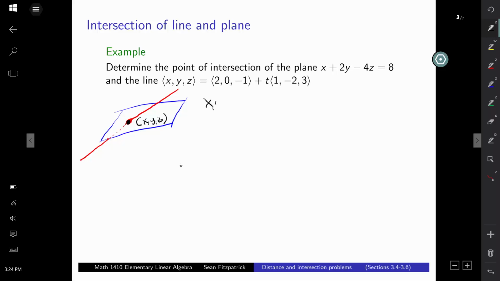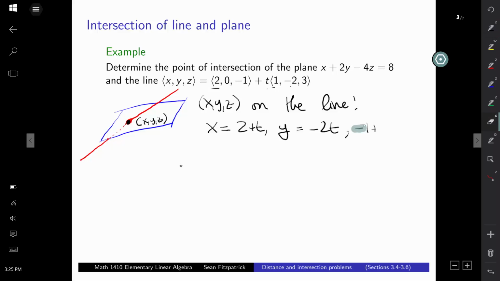So the fact that x, y, z is on the line means that x has to be, let's look at this guy here, 2 plus 1 times t. X must be 2 plus t. Y must be 0 plus minus 2 times t. Y must be minus 2t. Z has to be minus 1 plus 3t. That's what it means for the point to be on the line. What does it mean to say that the point is on the plane?